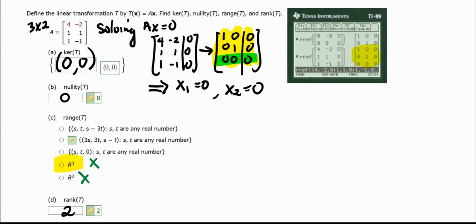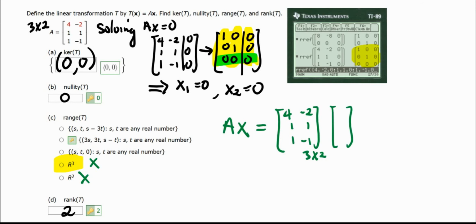Definitely rule this out. Check this out. This is A times x. I'm just going to take some arbitrary vector x, just to show you how the numbers work. This is 4, negative 2, 1, 1, 1, and negative 1. So this guy is a 3 by 2. I have to multiply that by a 2 by something, right? So here I'm going to multiply by a 2 by 1. I'm just going to take numbers 1 and 2. This is a 2 by 1. So the result would be a 3 by 1, which is in the range.